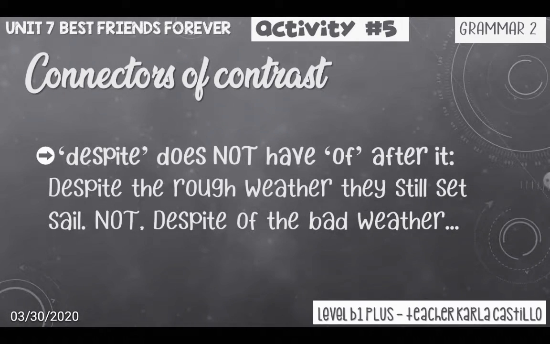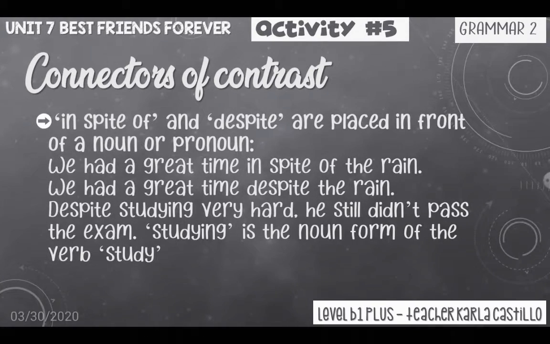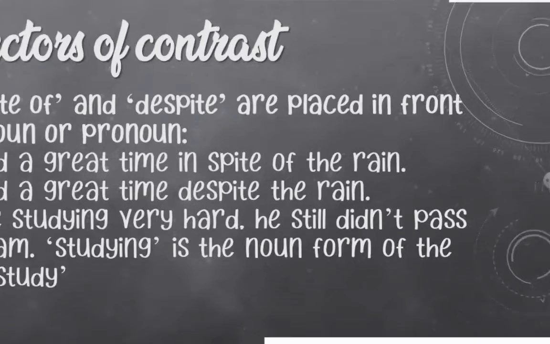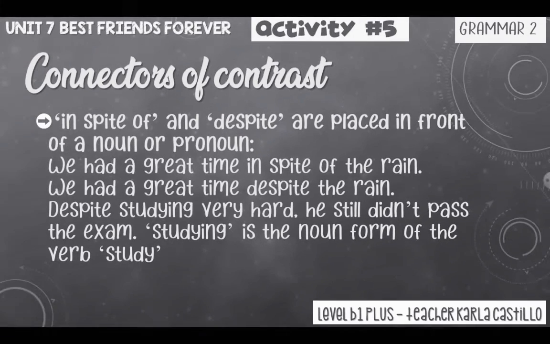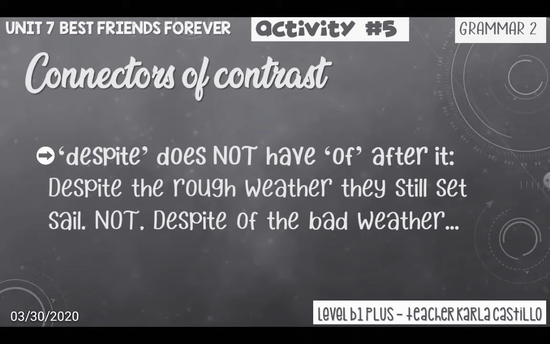Another point about the connector despite: despite does not have of after it. It means despite the rough weather, they still set sail, not despite of the bad weather. No, you only need despite. You see, in spite of, despite. In these examples, you don't have the of after despite. Okay, let me continue.